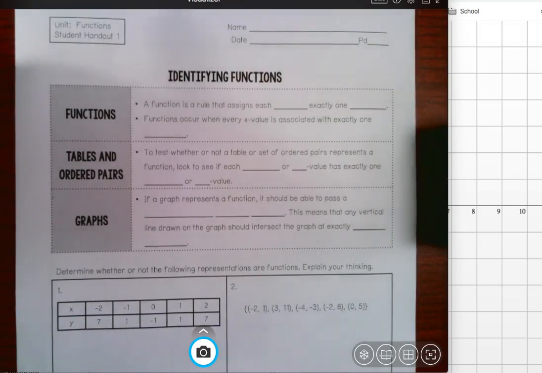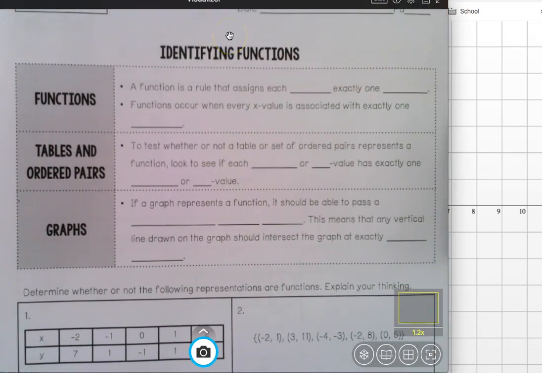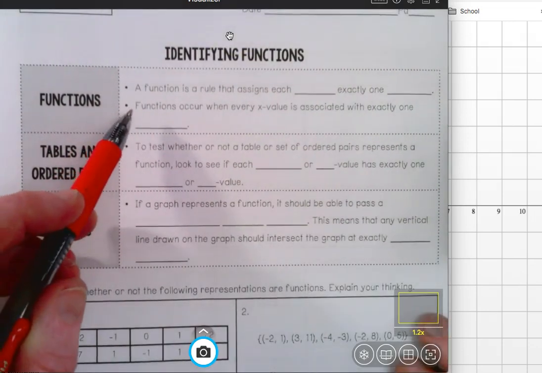Identifying functions. We're going to take some notes here to learn about what a function is, and then how do we determine if something is a function or not. Let's see if we can zoom in a little. Okay. A function, this is a definition now.